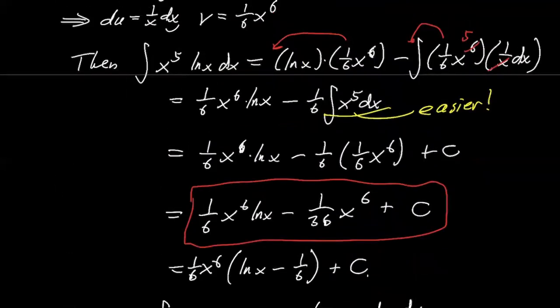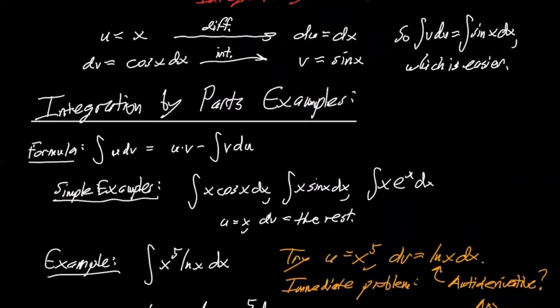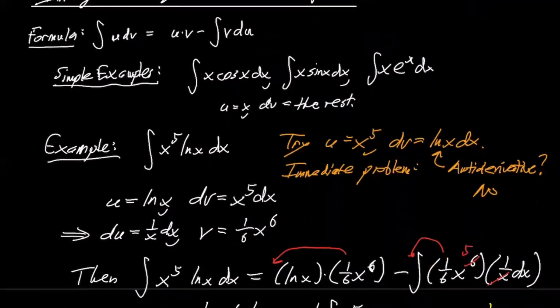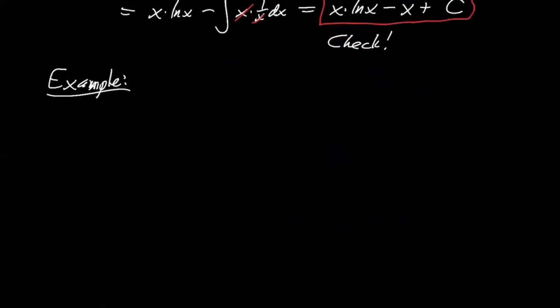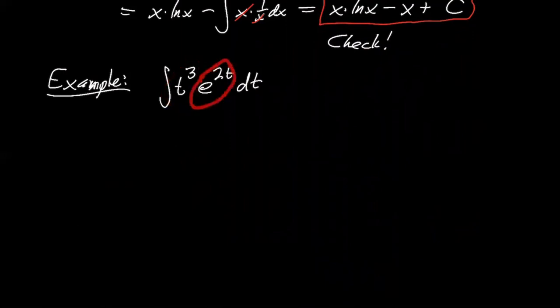We saw t e to the t and all the way at the top here, or sorry, x e to the x. I was saying these work, right? These are kind of simple classic examples. What if there was a higher power of x here? So let me do an example down here of, let's do the integral of t cubed e to the 2t dt. Okay, so definitely a product of different types of functions. We have a polynomial, a power function here and an exponential function here.